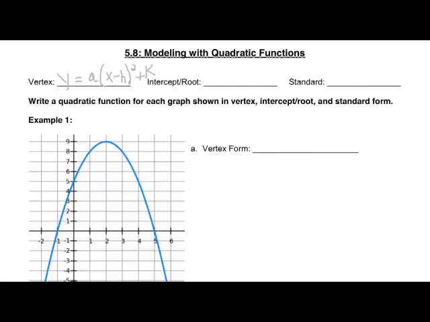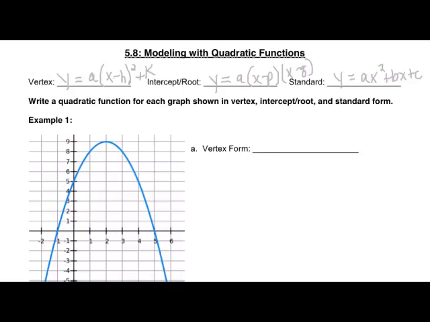Intercept or root form, remember, this shows us our roots or our zeros, and that is y equals a times (x minus p) times (x minus q), where p and q are our roots or our zeros of the function. And standard form is what we see most often, and that's y equals ax squared plus bx plus c.